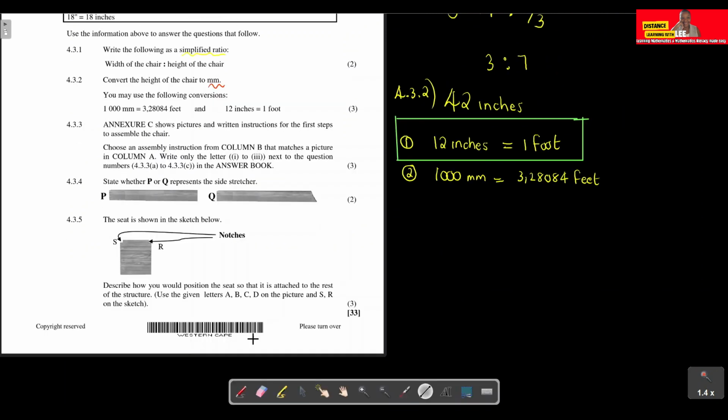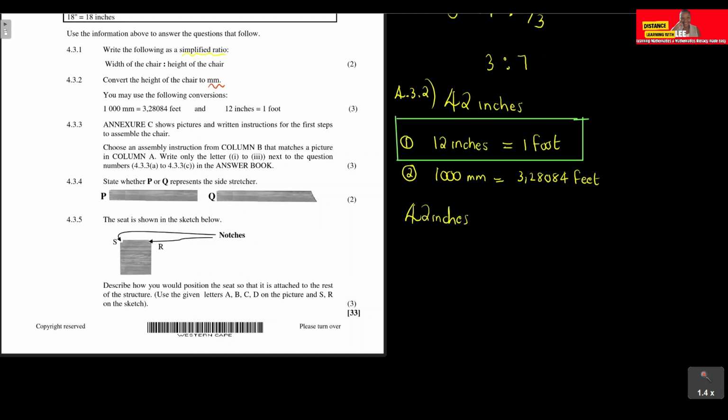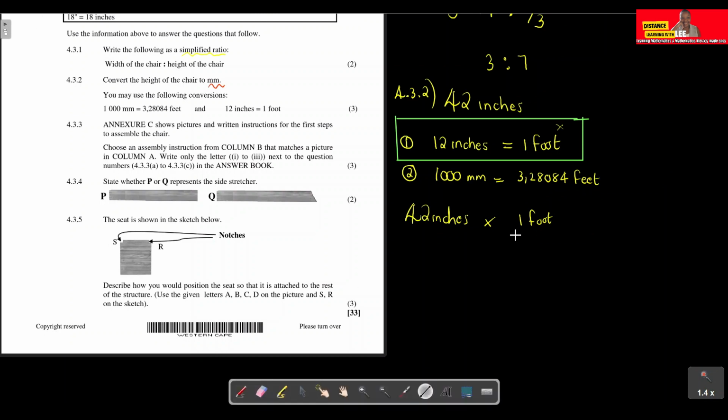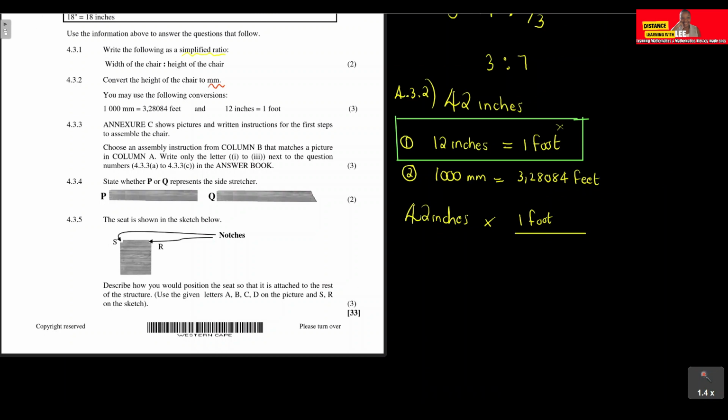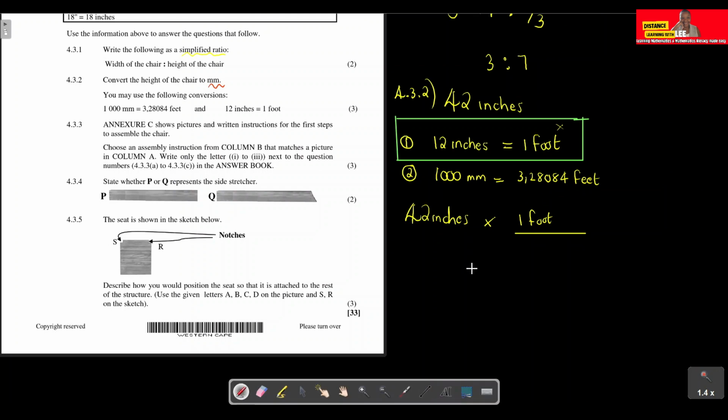Okay, so follow with me, right? We're going to take that 42 inches. And remember, guys, you multiply by what we want. We want our units in feet. So we're going to multiply by 1 foot, and you are going to divide by 12 inches, because those are the units that we already have.